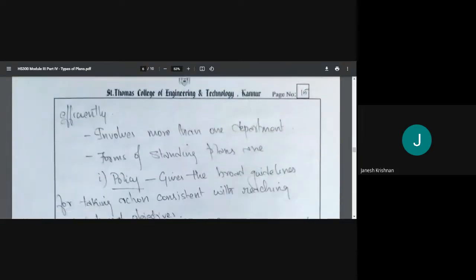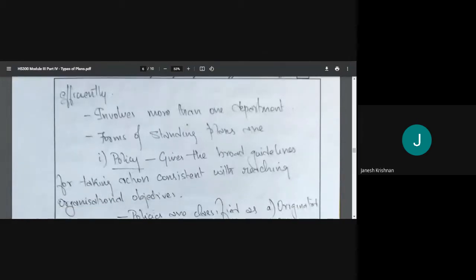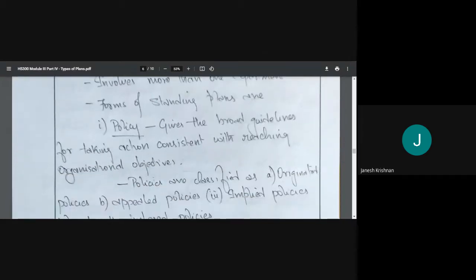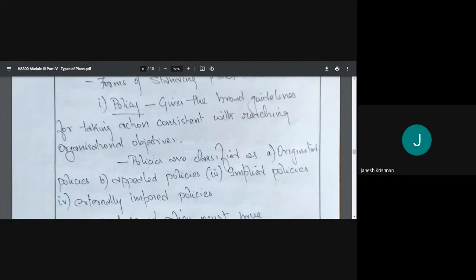Then it will involve more than one department. And forms of standing plan. One is policy. Policy means it gives a broad outline for taking actions consistent with reaching the organization's objective. Very broad, generalized policies. Policies may be originated policies, appealed policies, implied policies, or externally imposed policies.